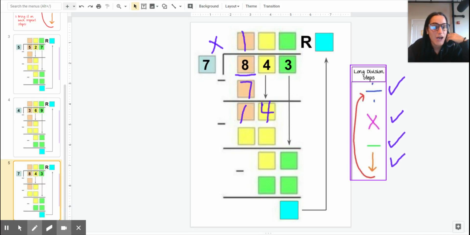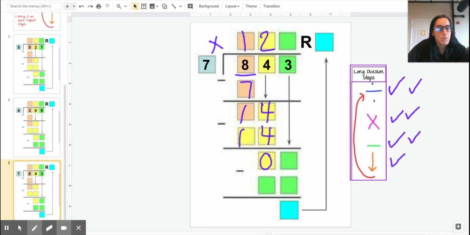Now I'm dividing 14 by 7. So I'm going to ask myself, how many times can 7 go into 14 without going over? And I know 7 goes into 14 perfectly 2 times. So I'm going to write a 2 up top. And I'm going to check off that, yes, we have divided. Now I need to multiply. 7 times 2 is 14. My next step is to subtract. 14 minus 14 is going to leave me with 0. Check off that we've subtracted.